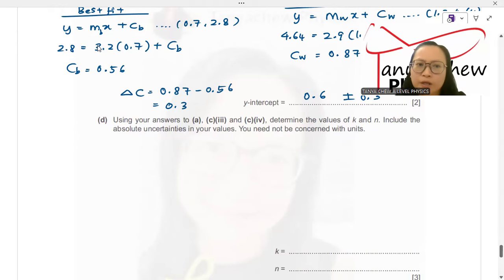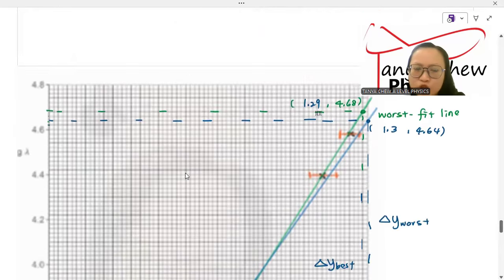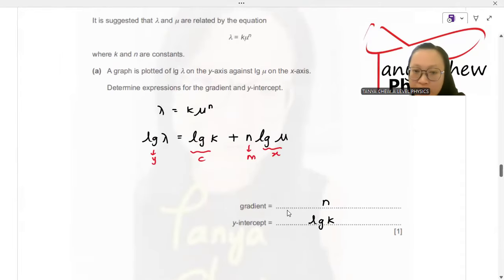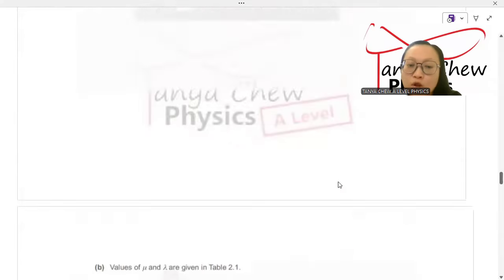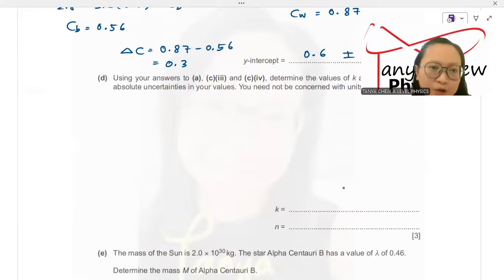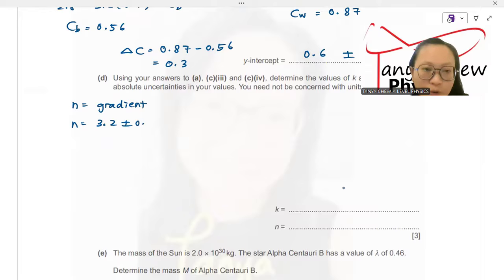Right, now, for part D, when they ask you to combine from part A, look back at part A. Gradient is equal to N. Y-intercept is equal to log K. So we're going to use that gradient. I'm going to say that N is the gradient, so it's easier to determine. And you have to include the absolute uncertainty. So N is equal to 3.2 plus minus 0.3.